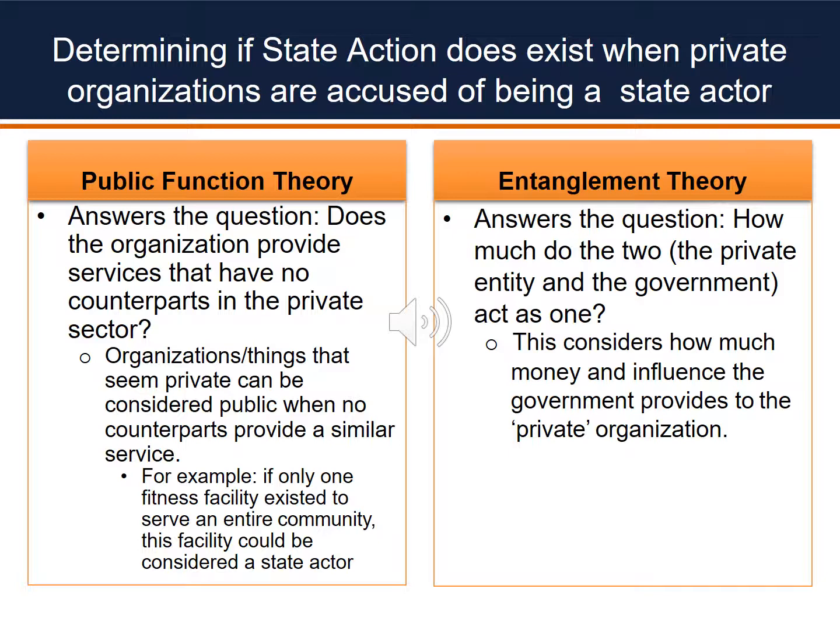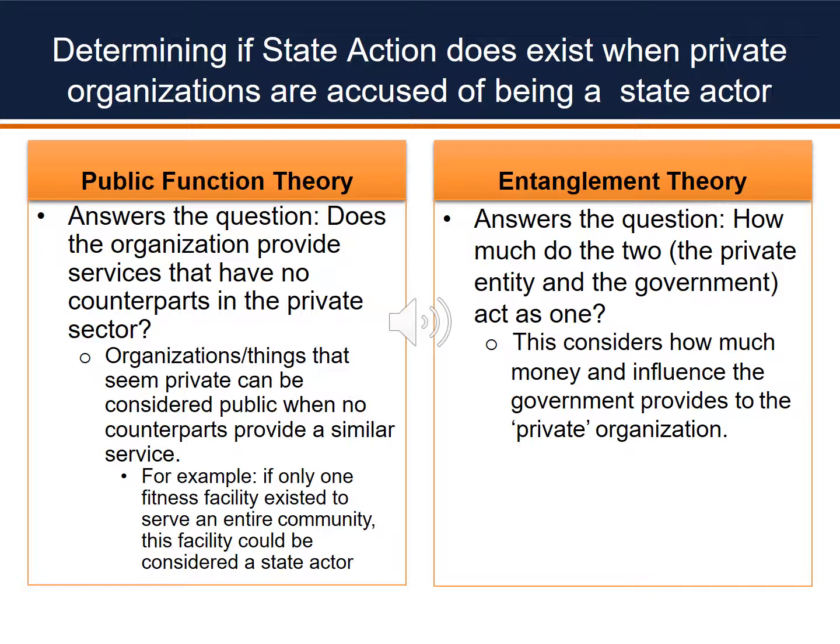Two theories to apply in this instance: the public function theory and the entanglement theory. Public function theory helps us address things that seem private but can be public when no counterparts exist or provide a similar service. We can also ask, does the organization provide services that have no counterparts in the private sector? Okay, so what's an example of this? If only one fitness facility existed to serve an entire community, that facility could be considered a state actor.